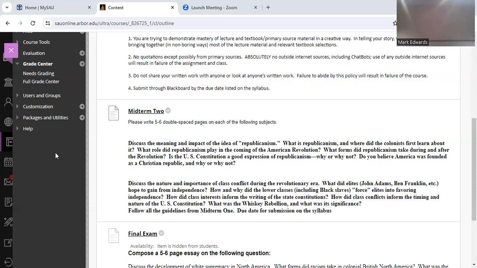But do not go to outside sources, particularly in defining republicanism. That's one that students have turned to a lot over the years: what does Britannica or somebody else say about how to define republicanism? Don't do that. I know what I said about how republicanism was defined. I know what Yop says about these things as well.